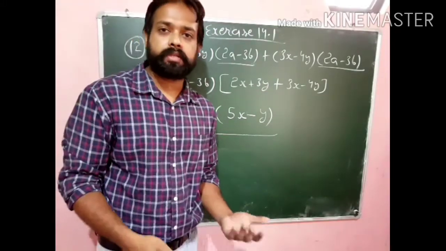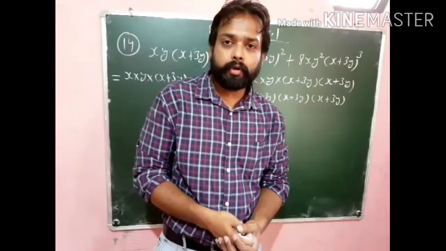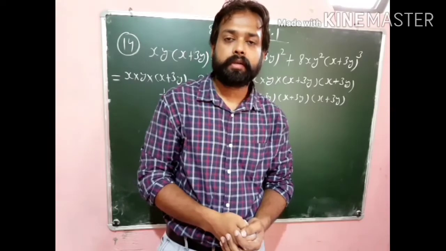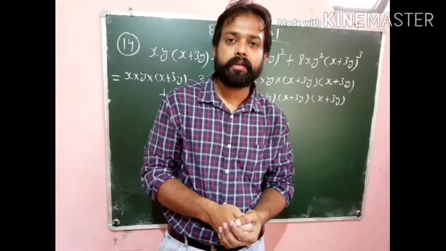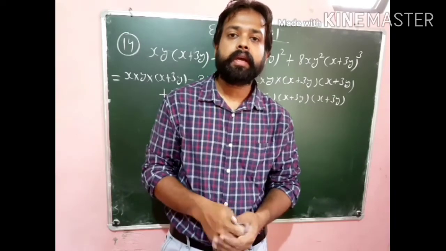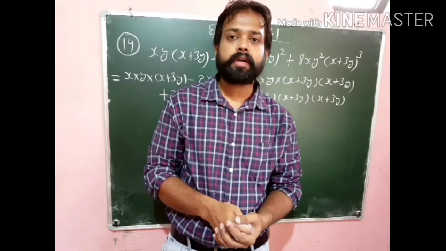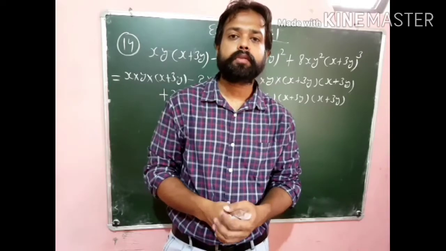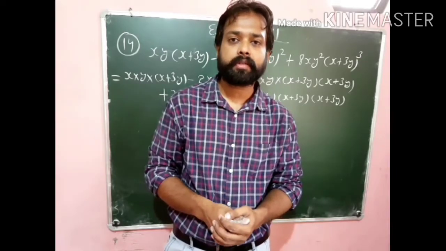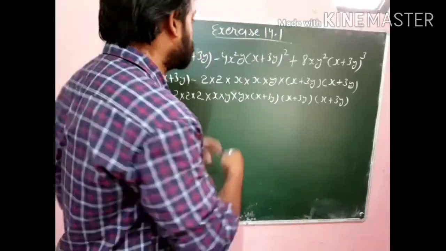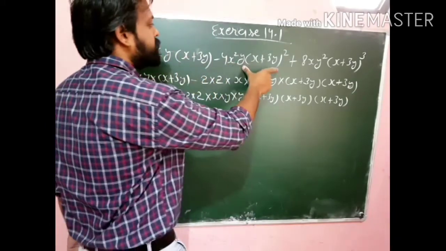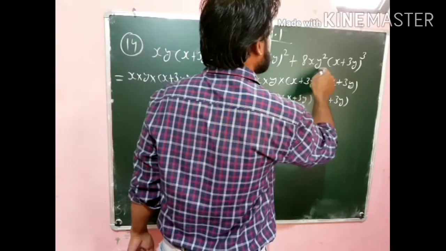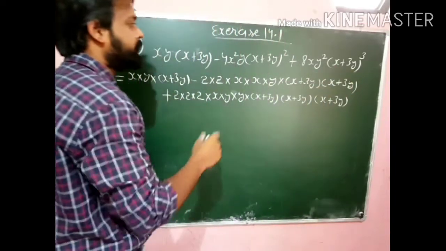Very simple is this. So okay, now I am going to solve its 14th part. Again I am leaving its 13th part because it is very easy and very similar to the previous cases. And of course your 13th part is also very similar to this part. So you have to see, this is the last sum of your exercise. So see this one. We are given xy into (x plus 3y) minus 4x square y into (x plus 3y) raised to power 2 plus 8x y square into (x plus 3y) raised to power 3.